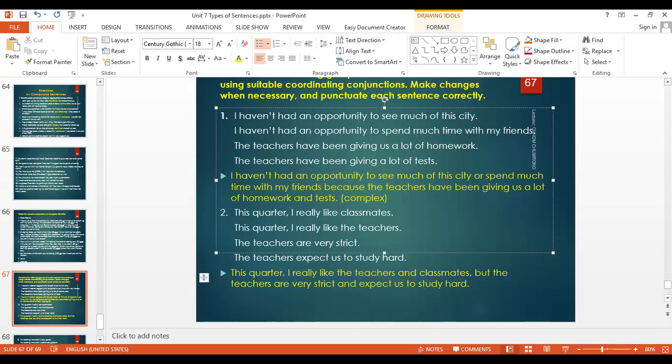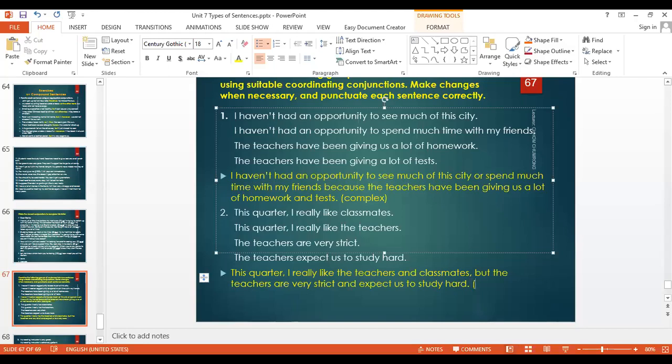This quarter, but I really like the teacher and classmate. I want to change "this quarter" to the end of the sentence. No, it's not a problem for that one. This quarter is not important for this one, it's just an adverb. Yes, sir. But it's okay, everybody, no problem. Correct: I really like the teacher and classmate, but the teachers are very strict and expect us to study hard. Is it okay? Right?